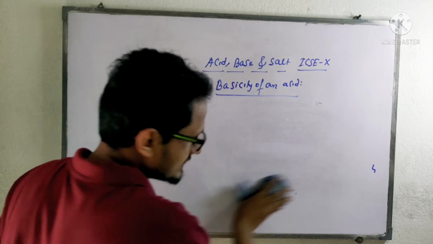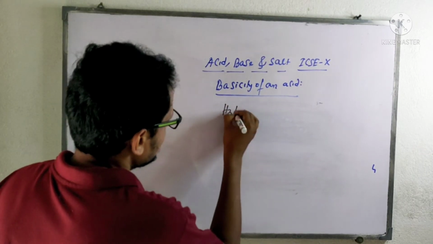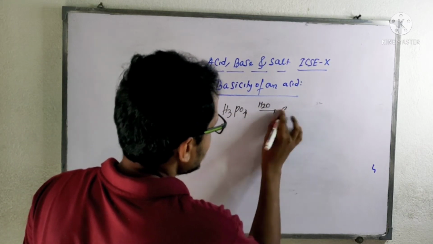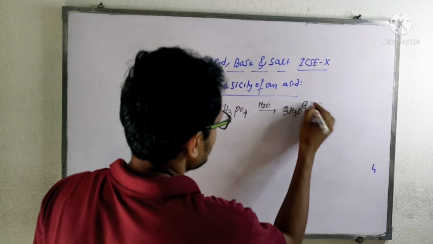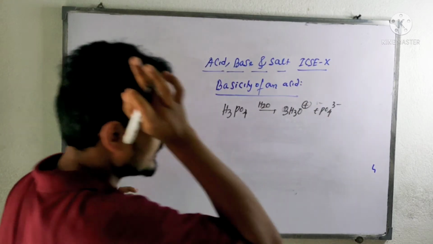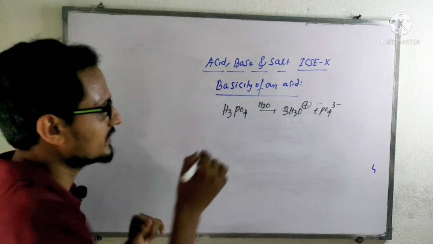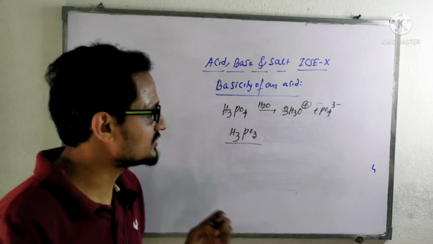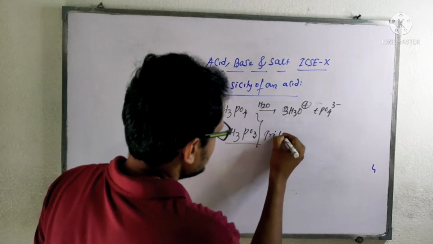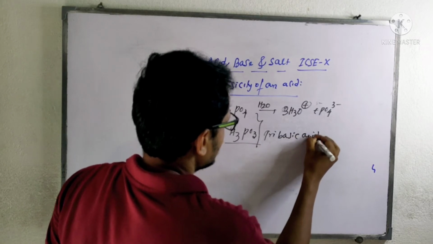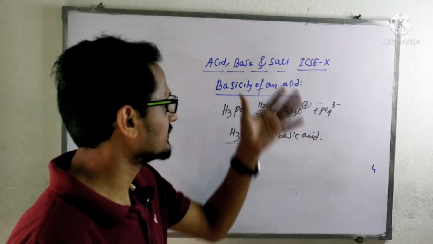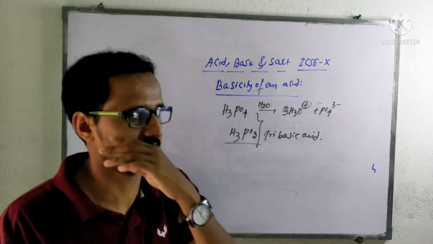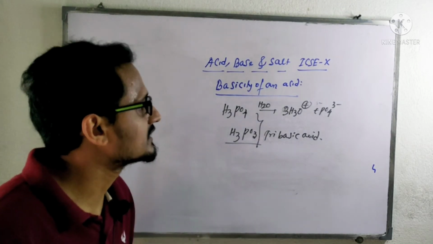Tribasic acid, for example H3PO4, phosphoric acid. It is a tribasic acid, so it will form 3H3O+ in aqueous solution and PO4 3-, the phosphate ion. Tribasic acids are phosphoric acid and phosphorus acid. These two are tribasic acids. Up to this it is clear. So this is the classification of acids according to their basicity: monobasic, dibasic and tribasic acids. It is clear, I think, up to this.